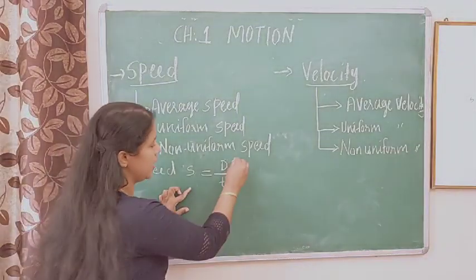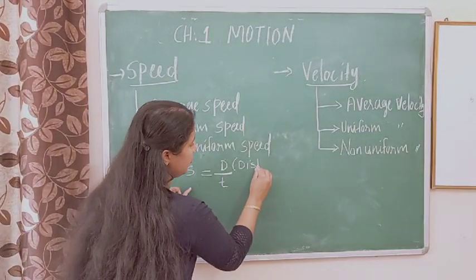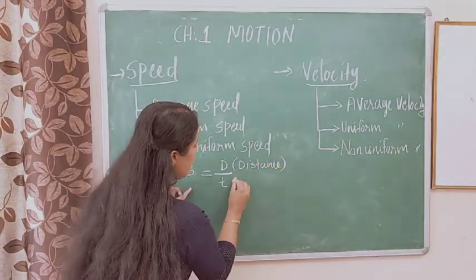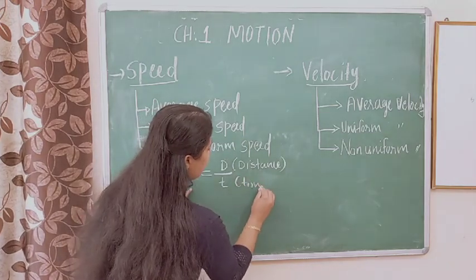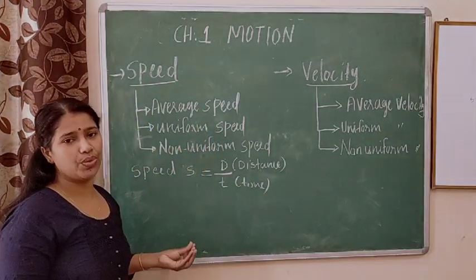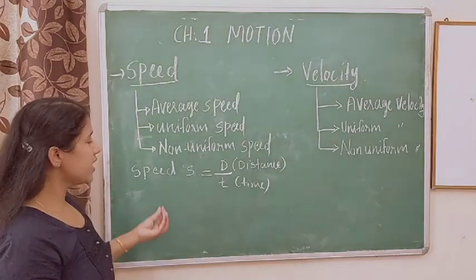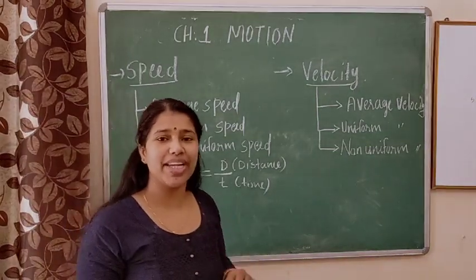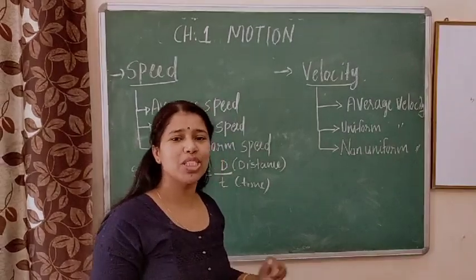D means distance, T means time. Distance per unit time. What is the SI unit of speed?